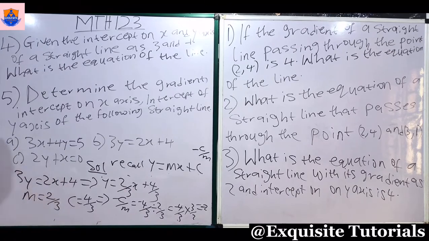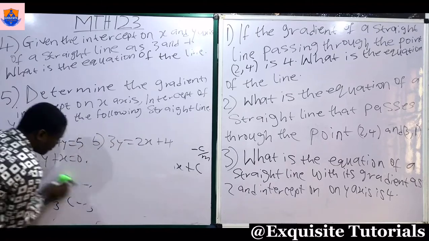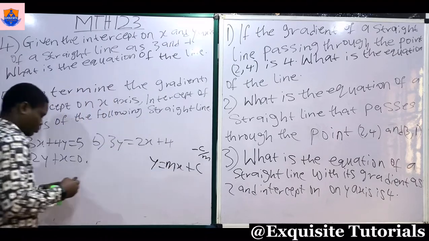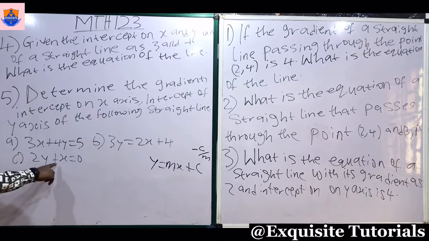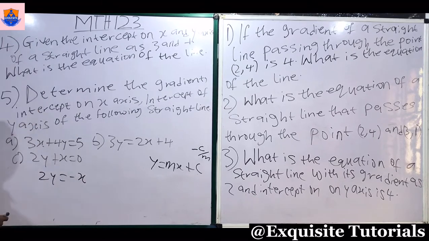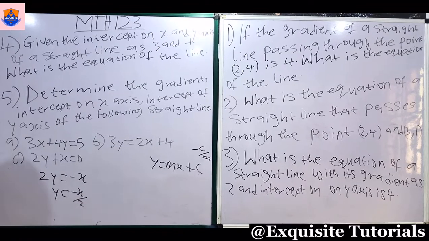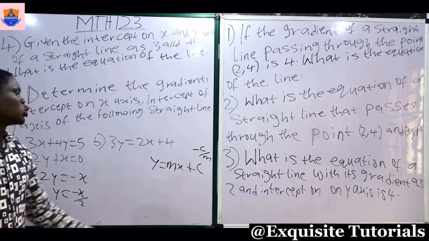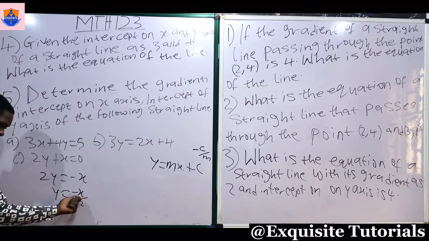So for the last part of question 5, we are given 2y plus x equals 0. If we take this x to the other side, we have 2y equals minus x. If we divide through by 2, we have y equals minus x over 2. Now this one, some students find very difficult, but it's quite easy. y is standing alone and what is multiplying x is the gradient, which is minus 1 over 2.